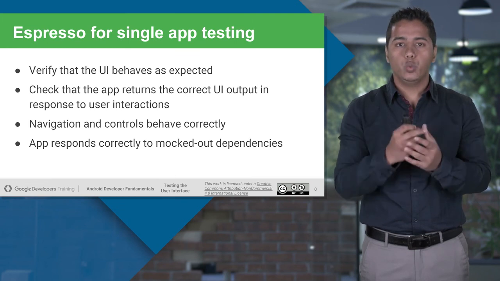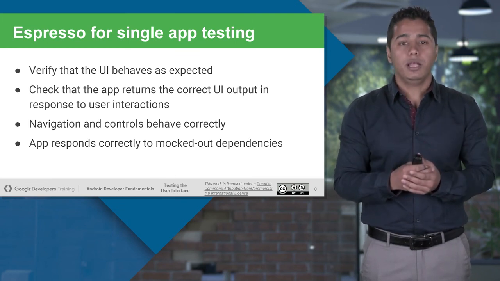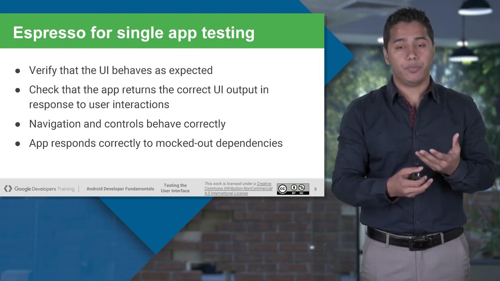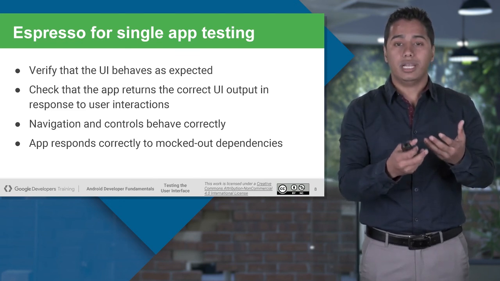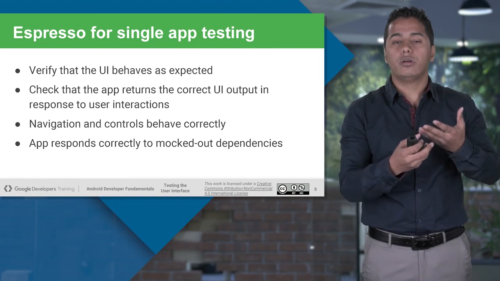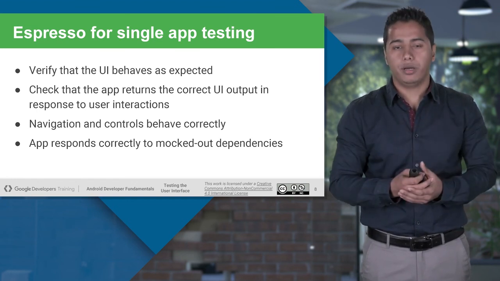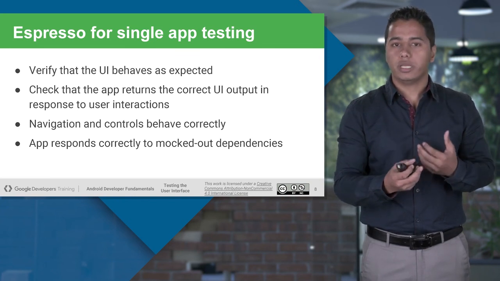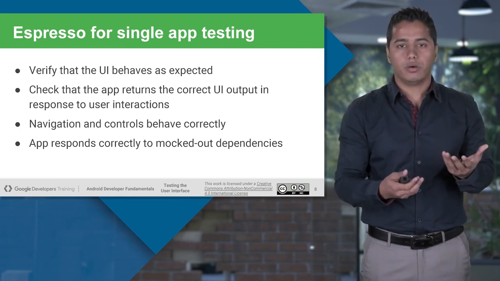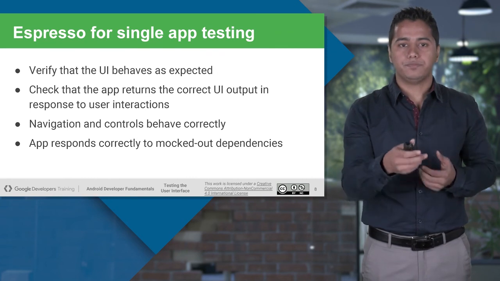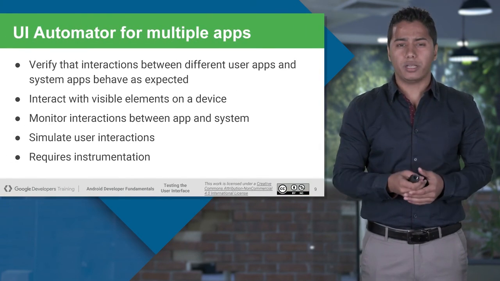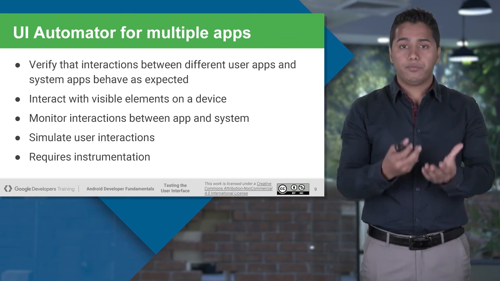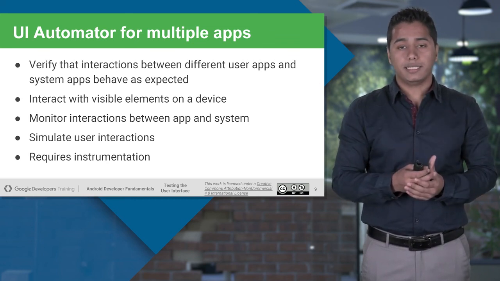Espresso UI testing will be used for your single app testing, and to use that you have to add the dependencies here. You have to add all the library files inside your module build.gradle file, where you will be putting all your testing libraries.